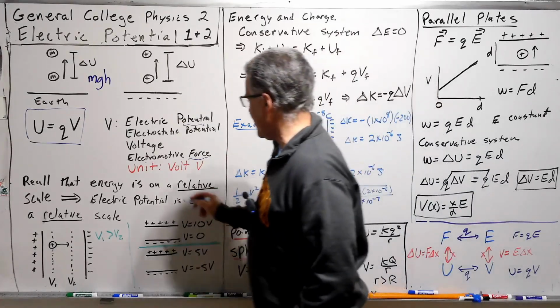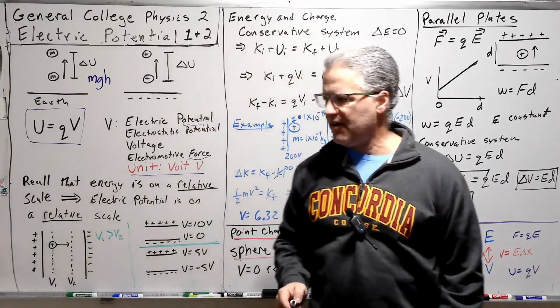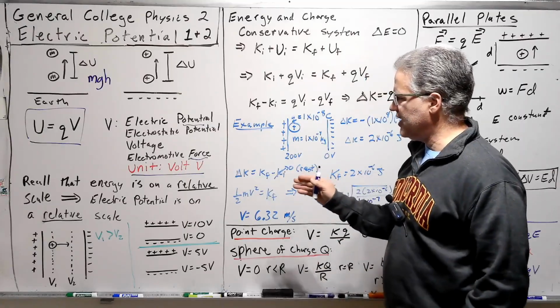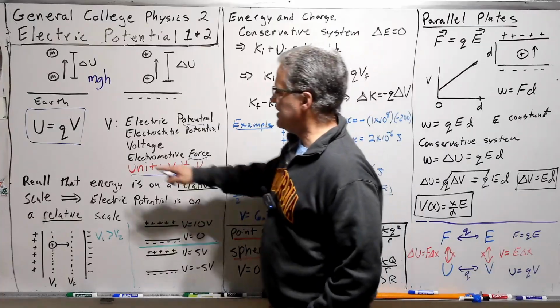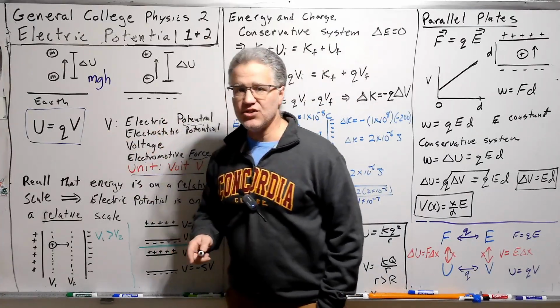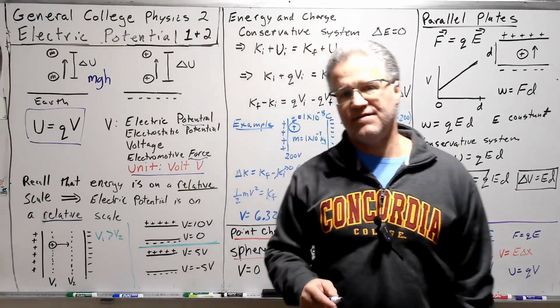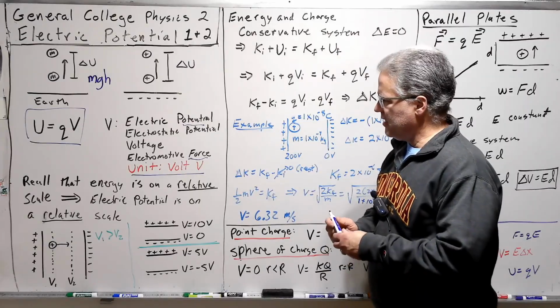The SI unit is something called the volt, and this is an awkward situation where we have the voltage unit having the same letter representation as the physical quantity. So V is representing the electric potential, and V is also representing the SI unit, the volt.